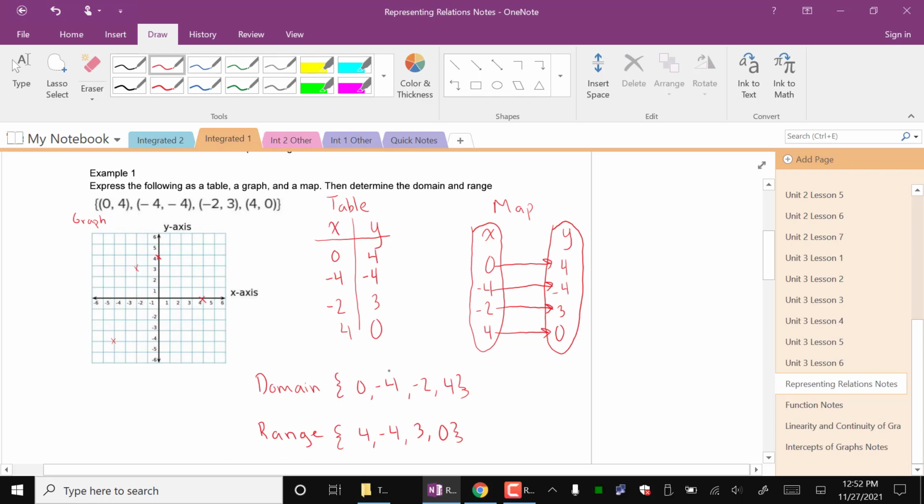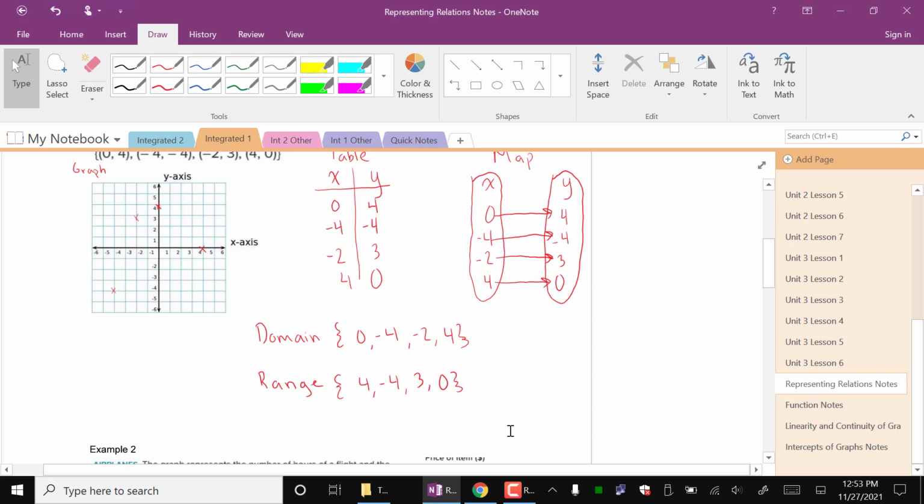Now, if I had something that repeated, I would not put it in here. So if I had, say, 2 zeros, I'd only put one of the zeros in there because the domain is just expressing all the x values that you use. The range is just expressing all the y values that you use. You don't need to repeat anything. So that would be example 1, showing it as a graph, as a table, as a map, and then determining what the domain and the range are.